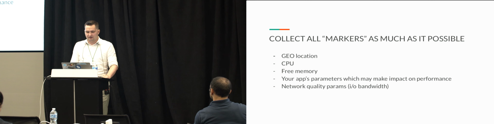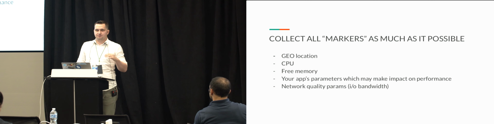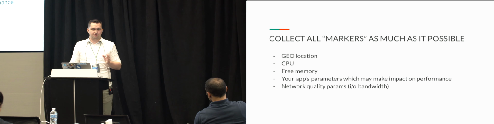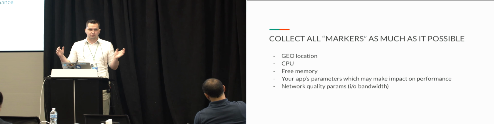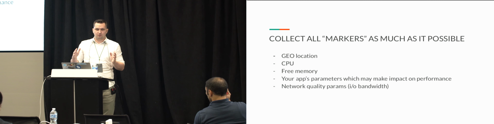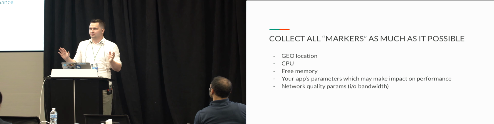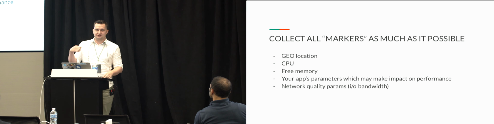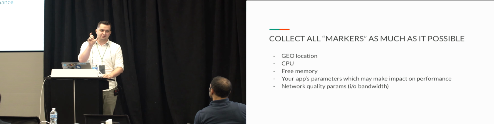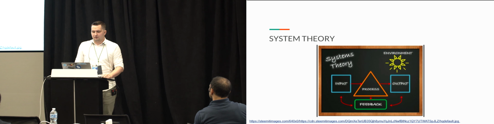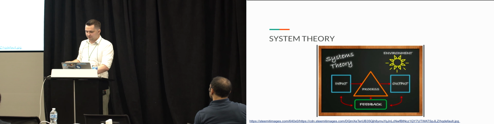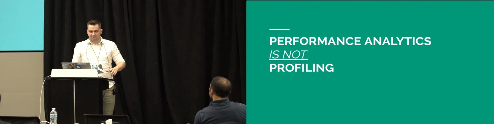So network quality params, bandwidth makes sense. So probably if you're sending something, maybe it's necessary to zip it, or if you're sending a picture on, I don't know, Instagram. Of course, you're not developing Instagram, but if you're sending some picture, maybe it's better to make that picture smaller according to the bandwidth. And again, system theory is necessary to analyze the feedback. Right now, the next slide.